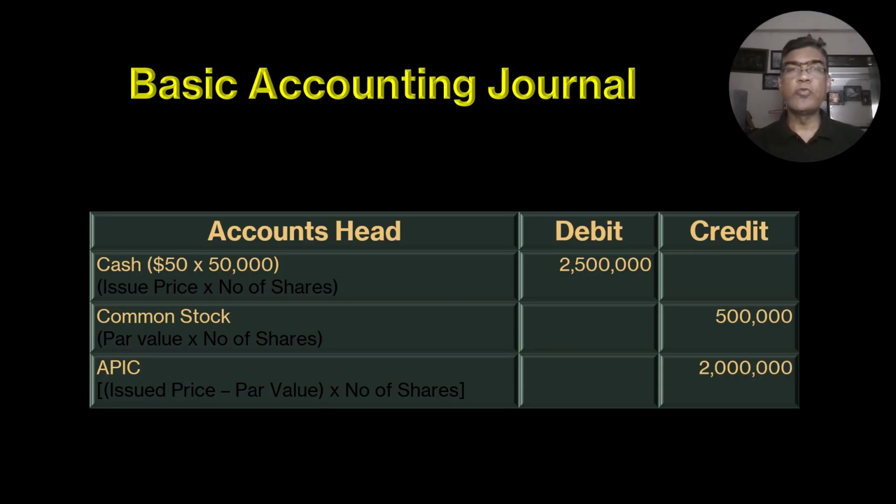Basic accounting journal. When a company issues shares above par value, we record the total cash received as a debit to cash. The par value portion is credited to common stock. This represents the legal capital. The remaining amount, the premium investors pay above par, goes to additional paid-in capital. This entry shows how equity expands through both par value and additional paid-in capital. Together, they form the contributed capital section of stockholders' equity.